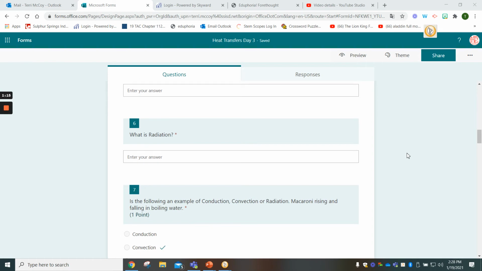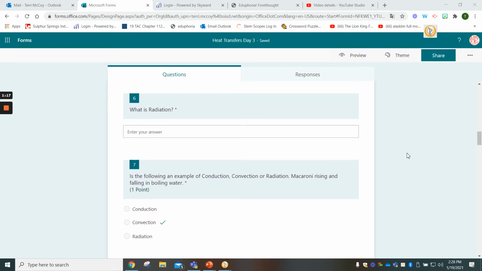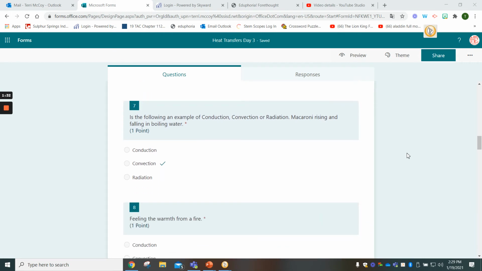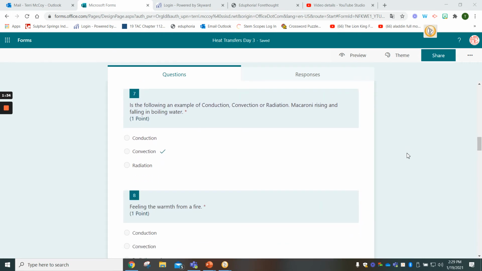Okay. Next, we have what is radiation. Radiation is the transfer of heat energy by movement of waves, not touching. So anything along those lines in your own words, just make sure you do a good job there. Number 7 says, is the following an example of conduction, convection, or radiation?